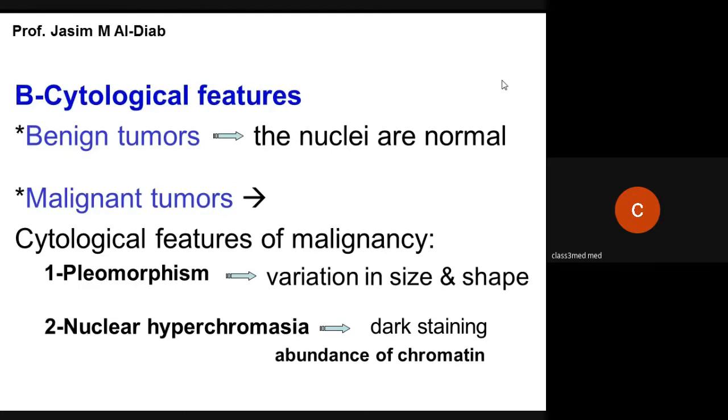The nuclei in the malignant tumors appear more darkly stained and hyperchromatic because they contain abundant chromatin, okay? Because the cell is proliferating and the amount of chromatin is much more than in benign tumor.